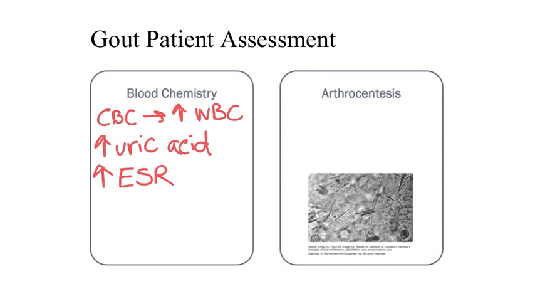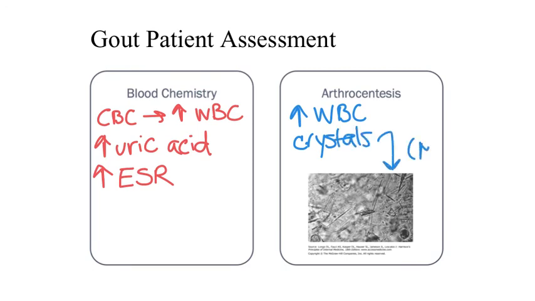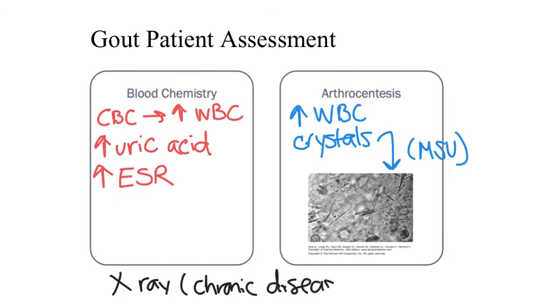Arthrocentesis will reveal the presence of white blood cells as well as the presence of monosodium urate crystals in the aspirated joint fluid. An example of what the MSU crystals look like under a microscope is shown here. Finally, chronic gouty arthritis or tophaceous gout may require an X-ray to diagnose the cause of chronic disease.